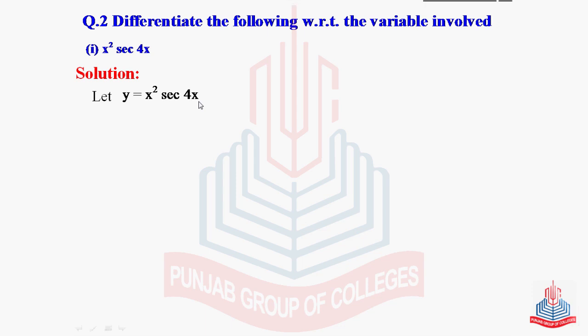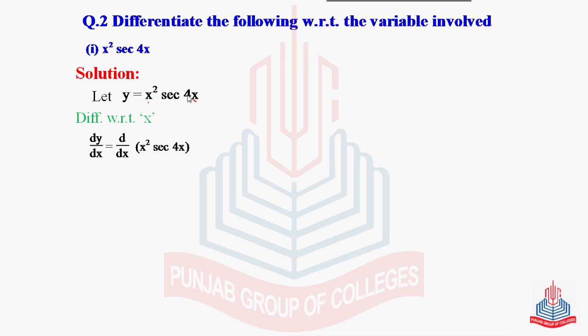So just given a name, y, to this expression. So y is equal to x square secant 4x. As y is a function of x, we have to calculate the change with respect to x. So now applying differentiation with respect to x, as I mentioned here, we have to differentiate with the variable involved. This means that whichever variable appears, we have to differentiate with respect to that particular variable. And here the variable is x.